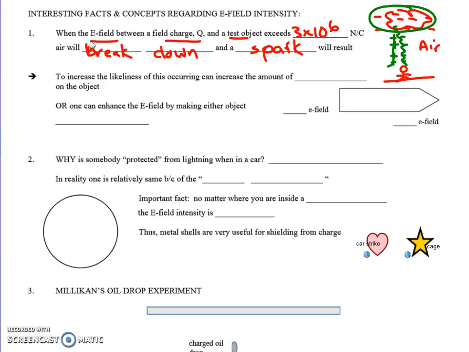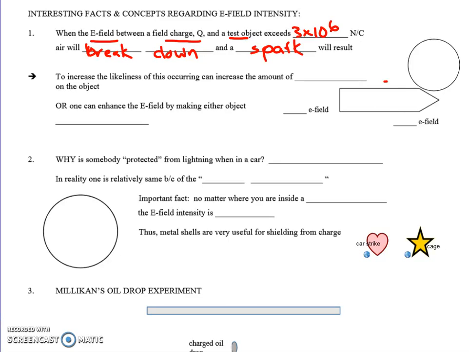So what if you want to increase the likeliness of this, which is something you want to do, let's say, for a spark plug in an engine, or you want to decrease the likeliness of this for, let's say, a lightning strike. In other words, what factors determine the likeliness of a spark or not? Okay? The most obvious thing to do is increase the charge of the object. Right? The more charge you pile on to a sphere, the greater the field's going to be, because we know that E is proportional to the amount of charge. Okay? So that's pretty straightforward.